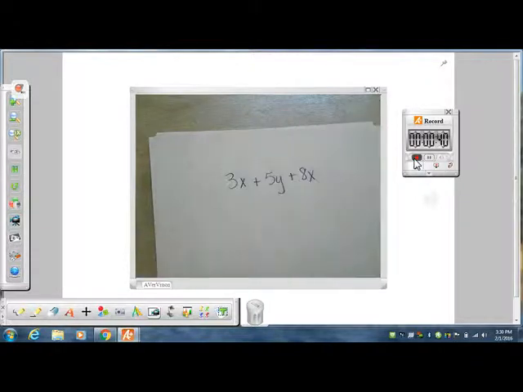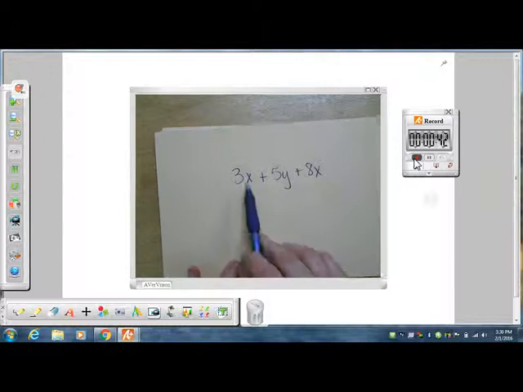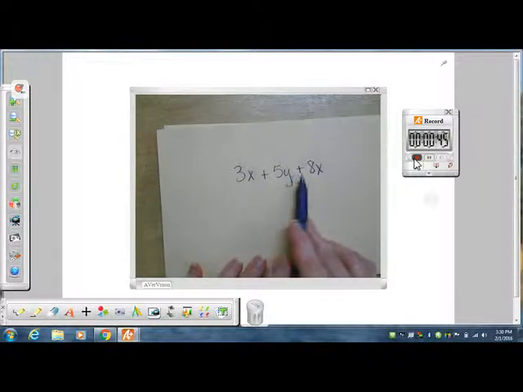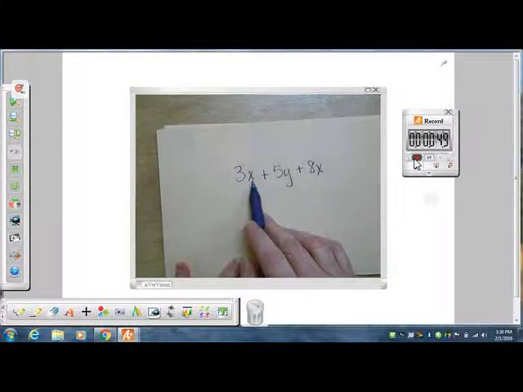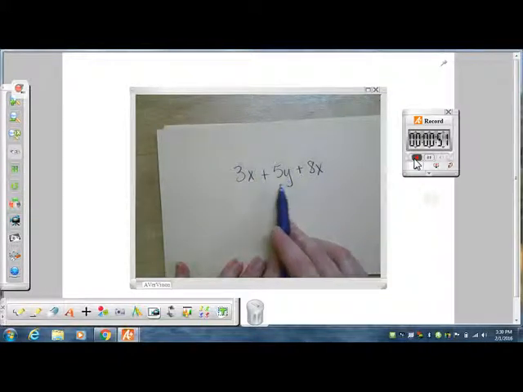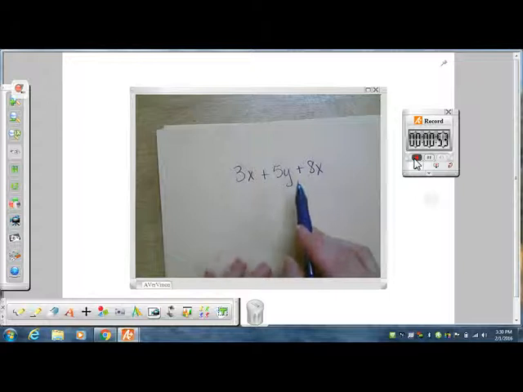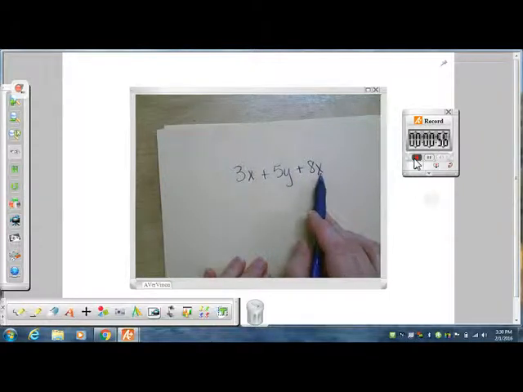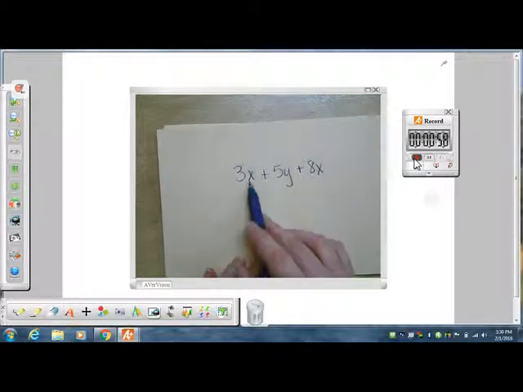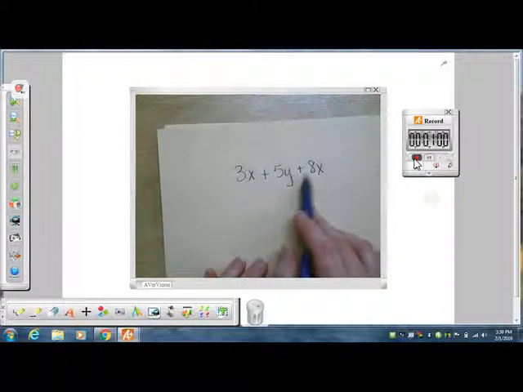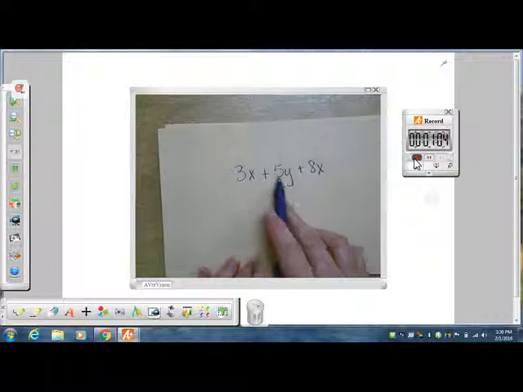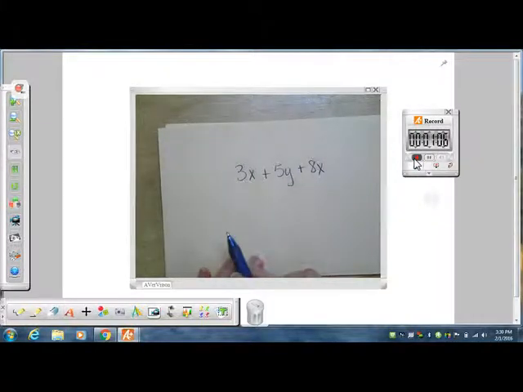Okay, so if we look at this, I've got 3x plus 5y plus 8x. Well, I've got apples with x's, but I have oranges with y's. So I have things that are different. These are apples again because they have the x. So I have like 3 apples plus 5 oranges plus 8 apples. Well, I can't put together my oranges with my apples. I can't call them opals. Those don't exist.